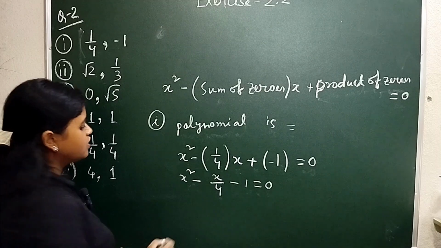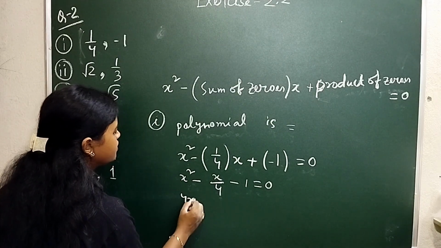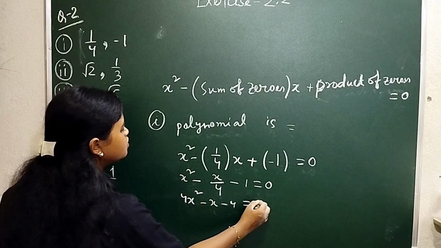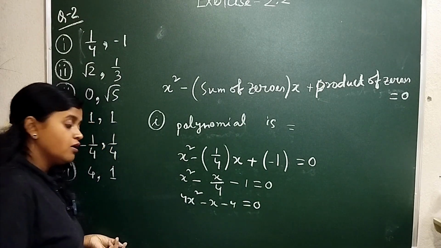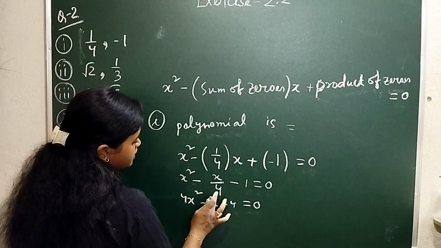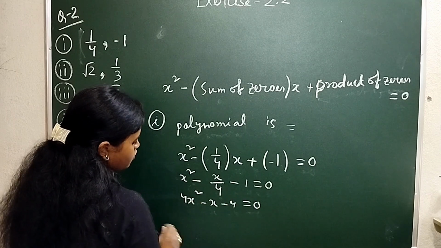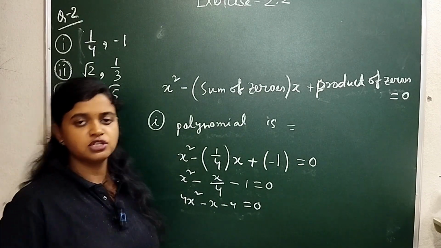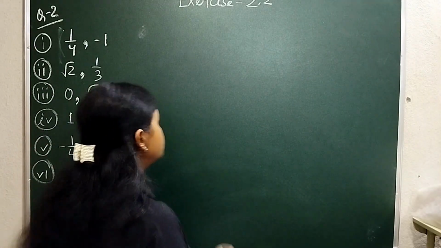If I simplify it, you can write 4x square minus x and 4 into 1, that is minus 4, equal to 0. Basically we take the LCM of these: 4, here 1 and here 1 only. So this is the equation of the polynomial for question number 1. Next, question number 2.